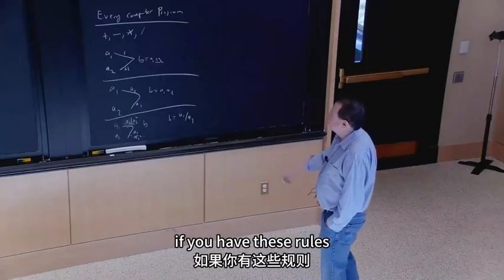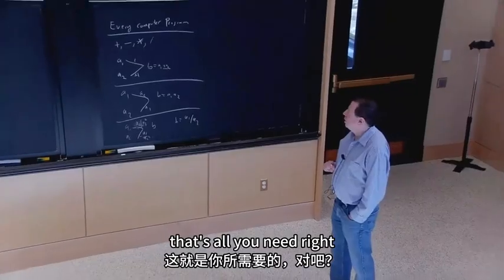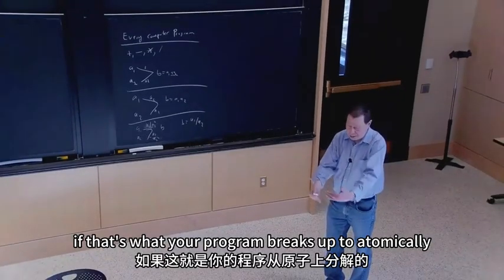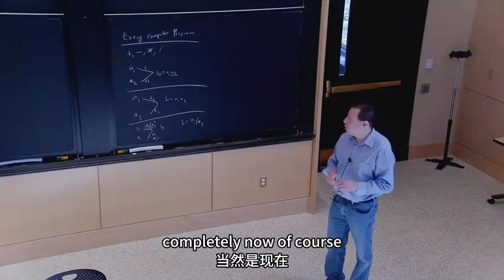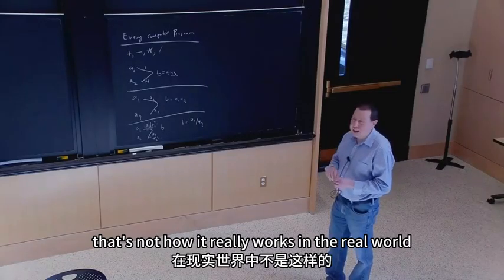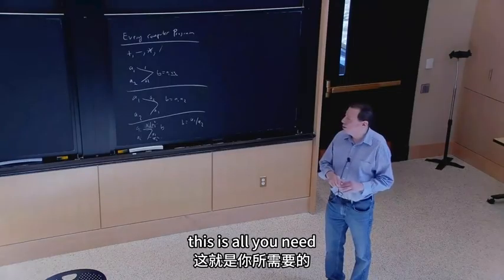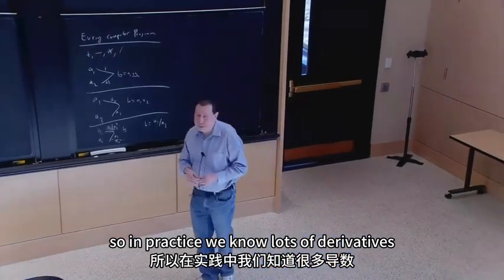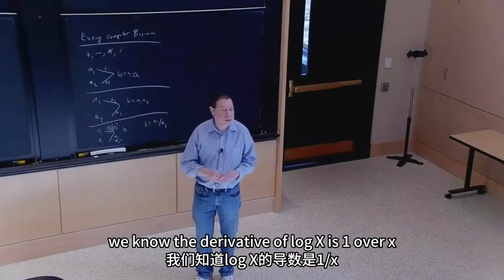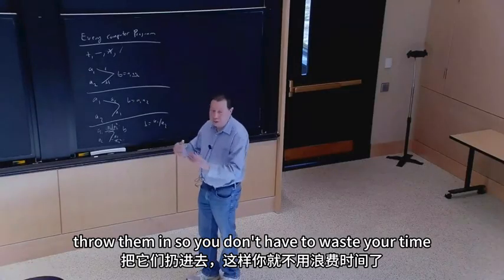If you have these rules and your computer program only has those things, that's all you need, right? If that's what your program breaks up to atomically, you can actually do forward mode differentiation completely. Now, of course, that's not how it really works in the real world. But I want everybody to see that, in theory, this is all you need. So in practice, we know lots of derivatives. We know the derivative of sine is cosine. We know the derivative of log x is 1 over x. So we throw them in so you don't have to waste your time, right?